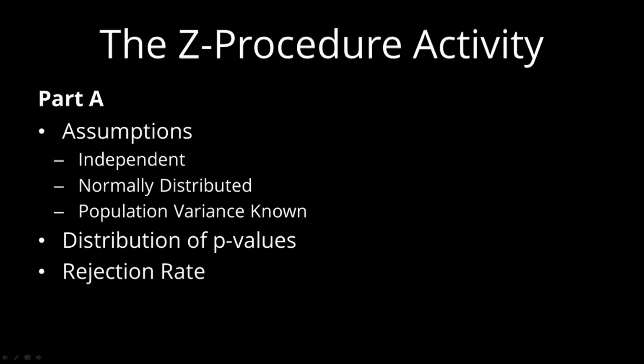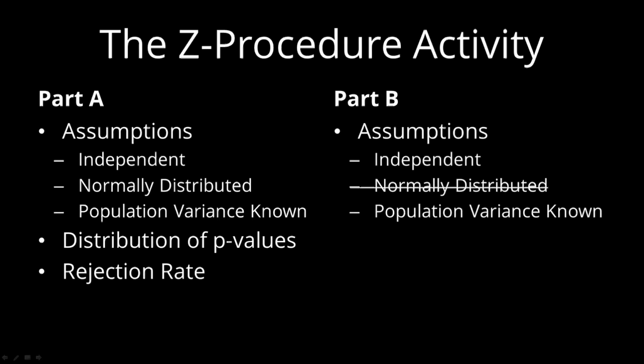We also discovered that the observed rejection rate was really close to alpha. And that's what we would need if all we really care about is the rejection rate when alpha is 0.05. In part B of this lab, we're going to violate one of those three assumptions. We're going to violate the normality assumption.